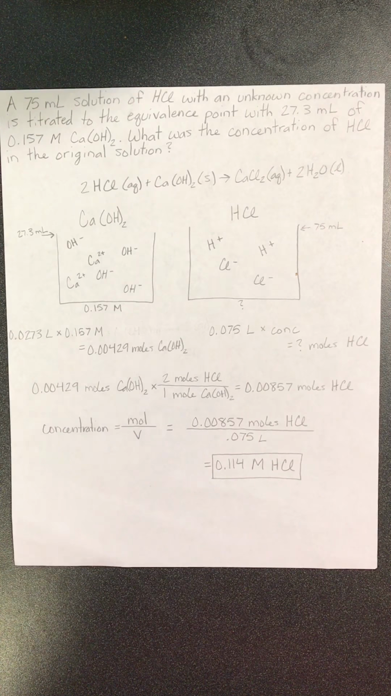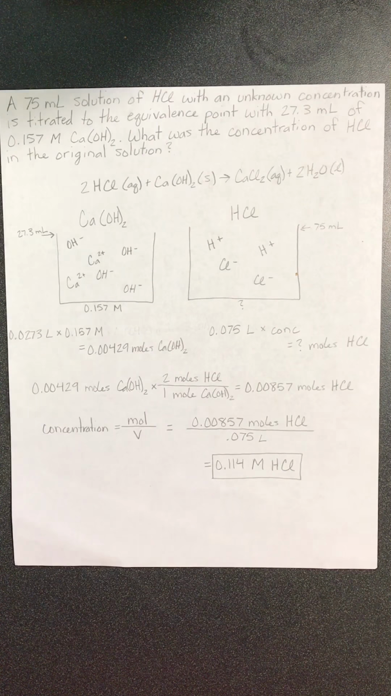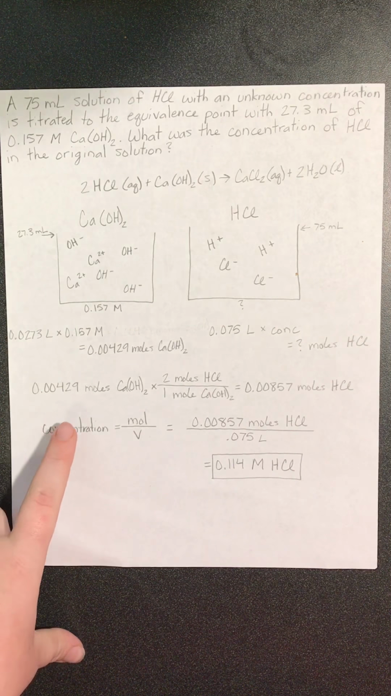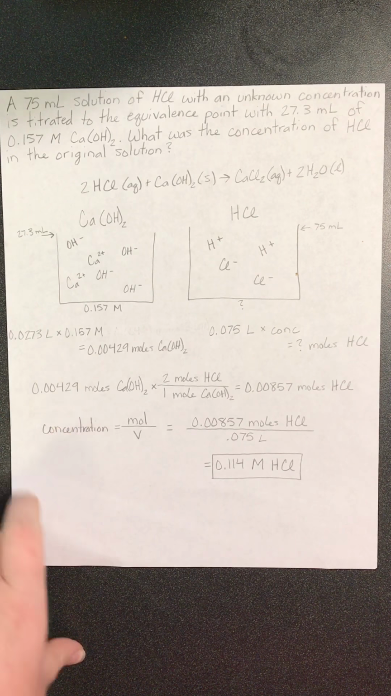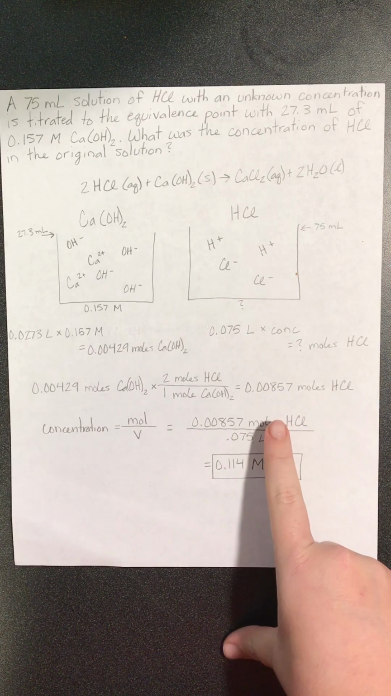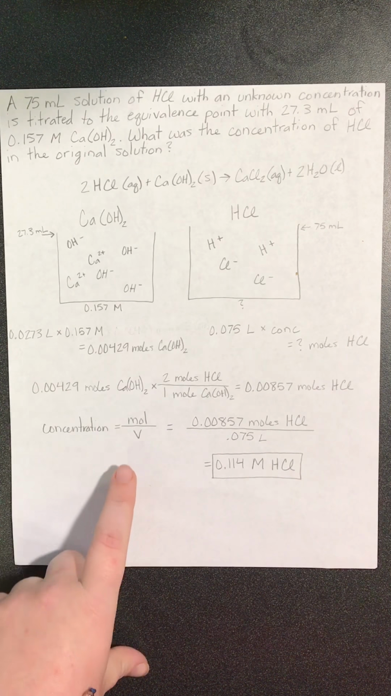The moles of calcium hydroxide are connected to the moles of HCl through the mole ratio in the balanced chemical equation. As you can see, for every 1 mole of calcium hydroxide, there are 2 moles of HCl. So to find the moles of HCl, we are going to take the 0.00429 moles of calcium hydroxide and multiply them by the mole ratio, which will give us 0.00857 moles of HCl. To find concentration, we will use the equation concentration equals moles over volume.